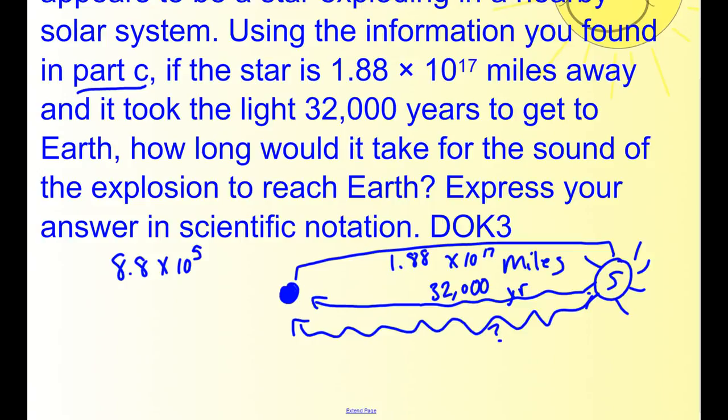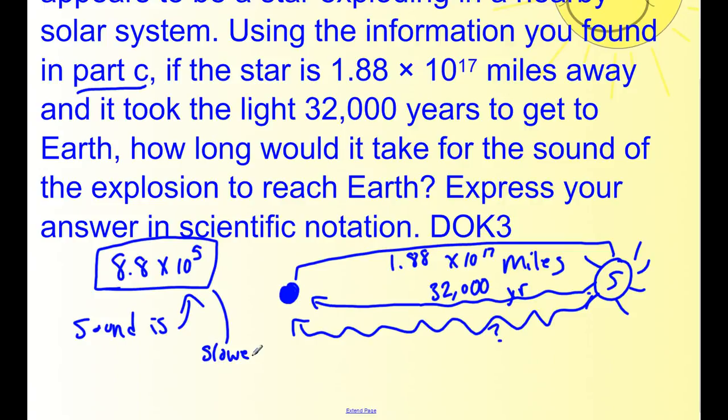So the hard thing to understand here, or the thing that I feel is hard for you to understand, is if the light travels this much faster than sound, then the reverse is also true. Sound is this many times slower than light. So if it took light 32,000 years to get to Earth, it would take the sound 32,000 times this. This is how many times slower it travels.